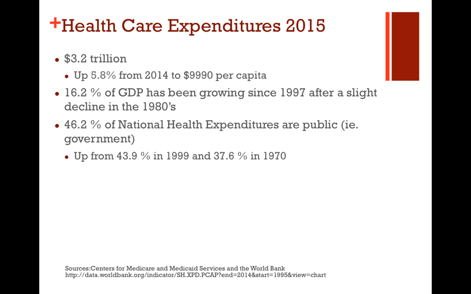And about half of our national healthcare expenditures are government. And so when we refer back to this idea of universal healthcare and government paying for insurance, almost half of our healthcare expenditures are currently being paid for by the government. And that's up from 43% in 1999 and almost 38% in 1970. So there's already been this shift.